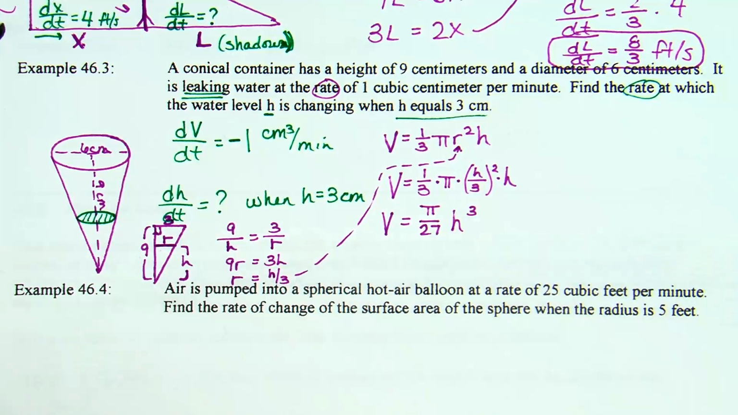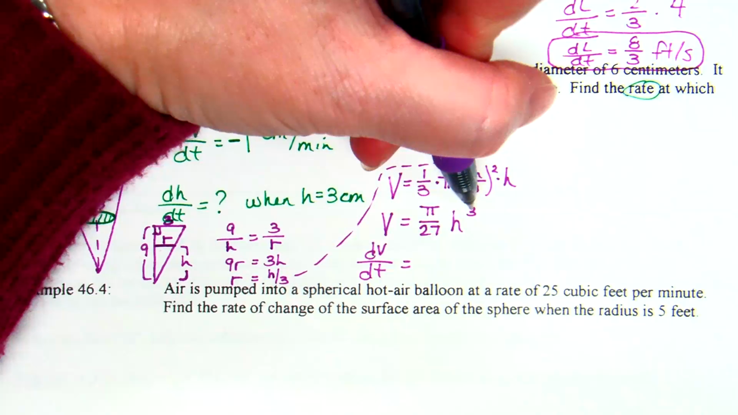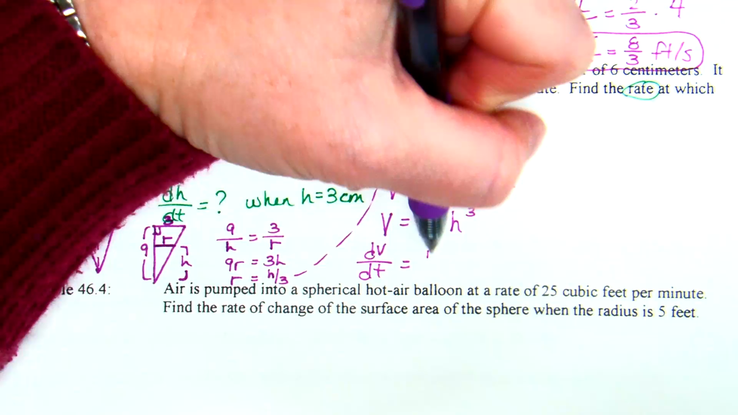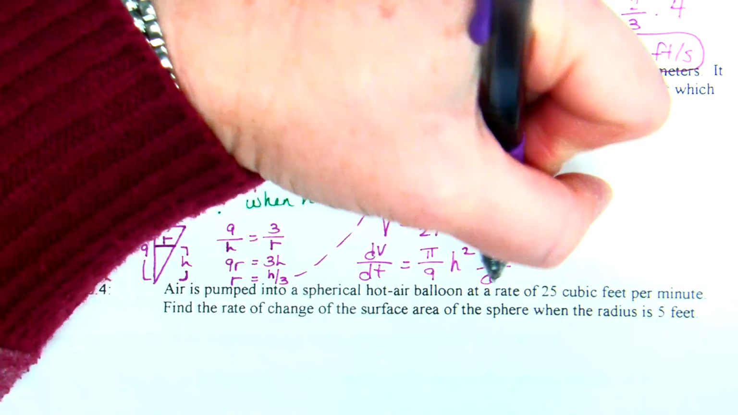Now that I have a volume equation in terms of h, and we know dv dt, and we're trying to find dh dt, we're ready to differentiate. The derivative of v, dv dt, is the derivative of pi over 27 h cubed. So take the 3 out front. 3 times pi over 27. Well, 3/27 reduces to 1/9. So pi over 9. Subtract 1 from the exponent. H squared. And don't forget times dh dt.